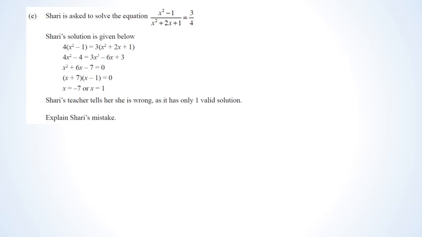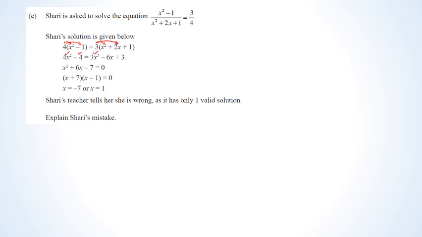So what I'm going to look at is Shari's actual expanding and look through each of her steps to see if everything works out. So looking at here, 4 times x squared is 4x squared. 4 times -1 is -4, so that's all correct. 3 times x squared is 3x squared, that's correct. So 4x squared is correct, minus 4 is right, 3x squared is right.